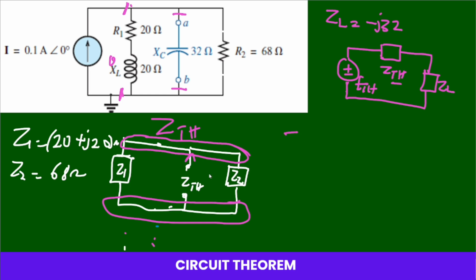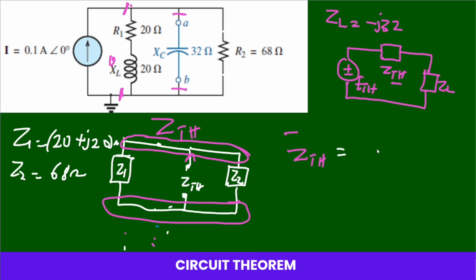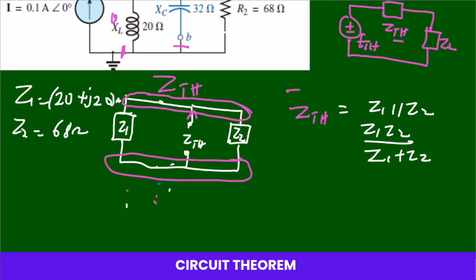So we can say that since Z1 and Z2 are directly in parallel, we can move on to use the parallel analysis to find the value of the equivalent impedance in the circuit. So we can say ZTH is equal to Z1 parallel Z2, which will give us Z1 Z2, that's product over sum, all divided by Z1 plus Z2.